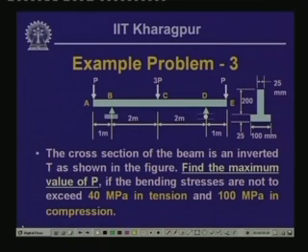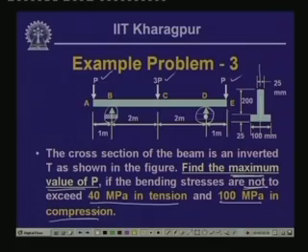Well, now let us look into another example problem, wherein the cross section of the beam is an unsymmetrical one, unsymmetrical with respect to the horizontal axis, but again symmetrical with respect to the vertical axis. The beam is subjected to 3 concentrated loads, P over here, 3P at the center and P over here, and please note that it is hinged at this particular end and is on a roller support over here, and has an overhang on this side as well as on this side. Geometrically it is symmetrical, and of course loading-wise also it is symmetrical. Now, what we need to do is find out the maximum value of P if the bending stresses are not to exceed 40 MPa in tension and 100 MPa in compression.